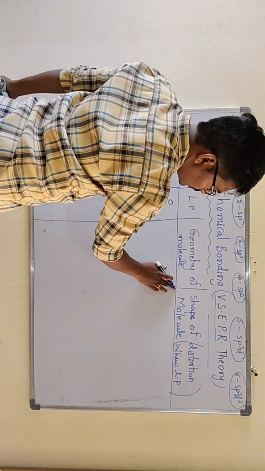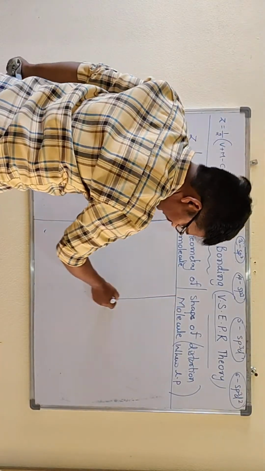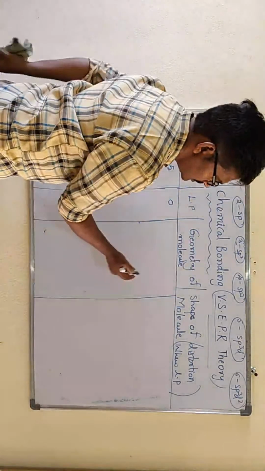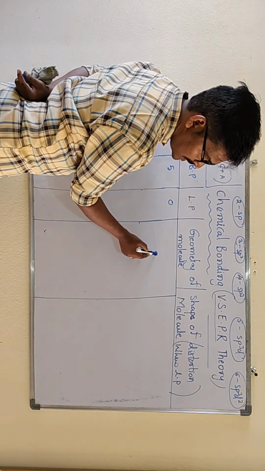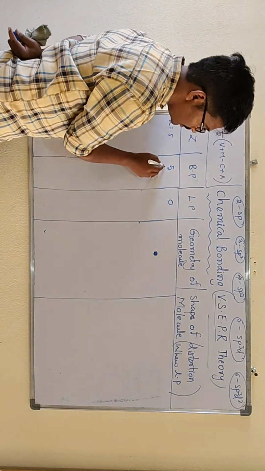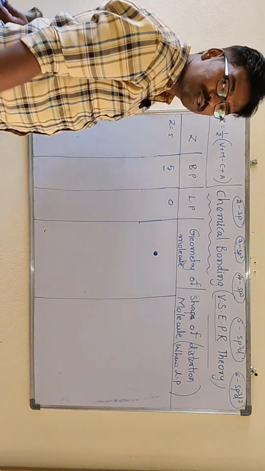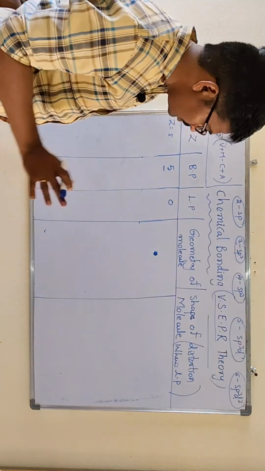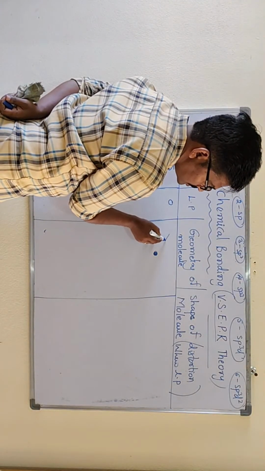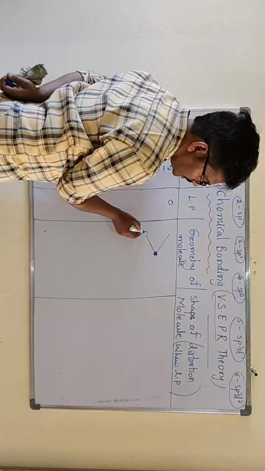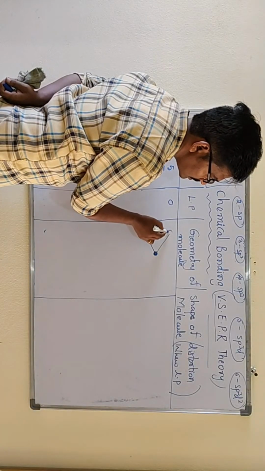Look at the geometry of the molecule, how it will be there. Just assume this is the central atom, surrounded by 5 bond pairs. There are no lone pairs. So look at the 5 bond pairs, how to consider them? These are the 5 bond pairs.